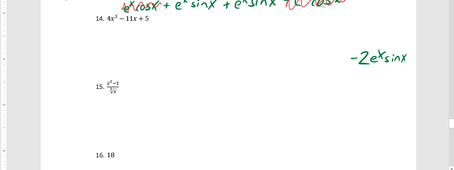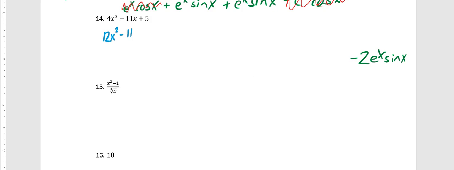Number 14 is a polynomial. Oh, bless number 14, because I could do derivatives of polynomials all day long. 3 times 4 is 12. 1 less than 3 is 2. Derivative of 11x is going to be 11. Derivative of a constant is 0. I don't really need to write plus 0.